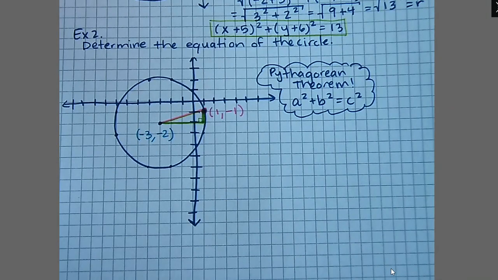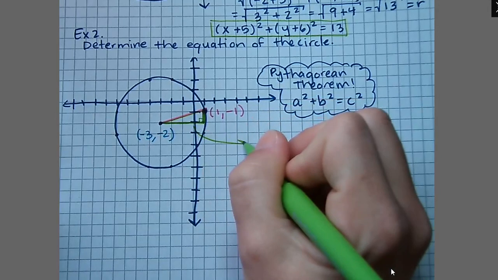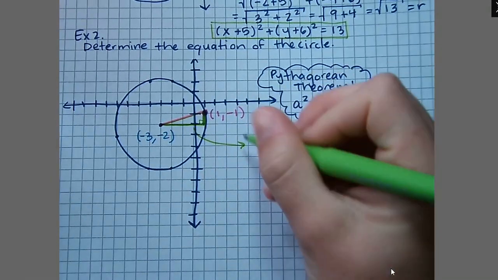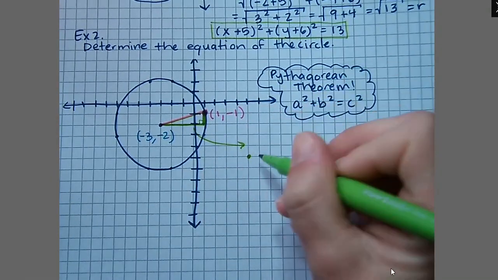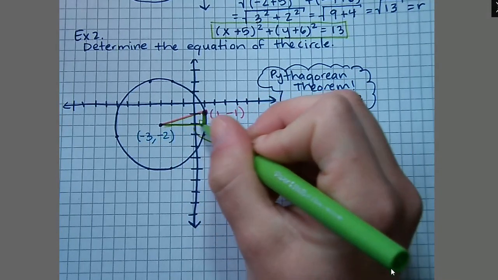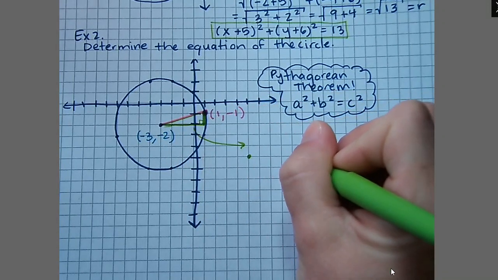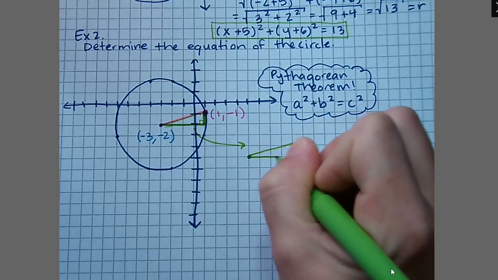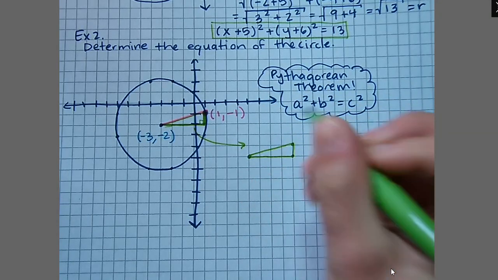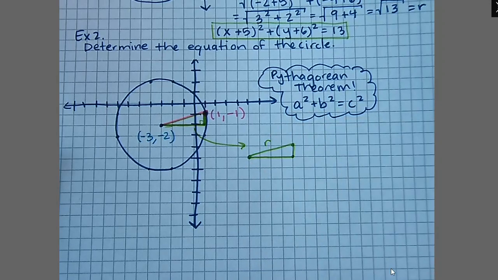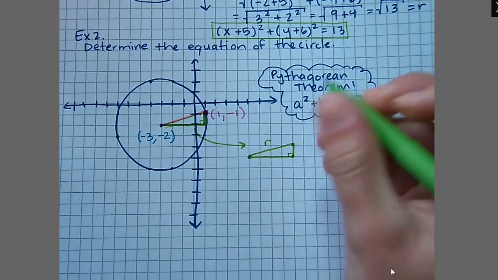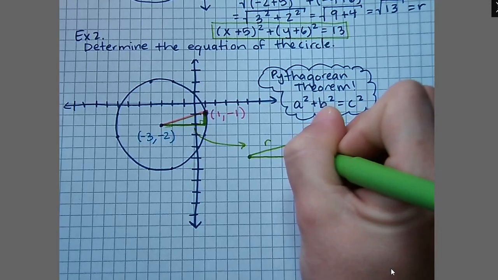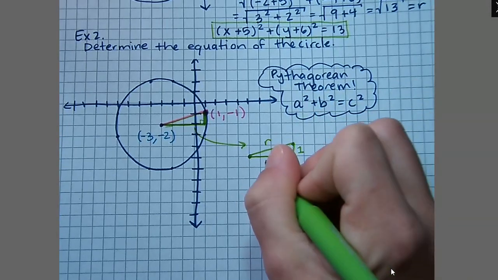So what I'm going to do here is take this triangle out and show you what it looks like outside of context. So it was over 4, up 1. So this is the triangle that we're working with. We're trying to find our r value, and we know that this was 1 unit and this was 4 units.